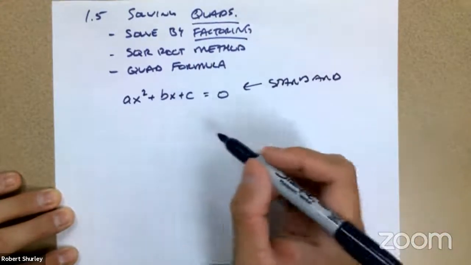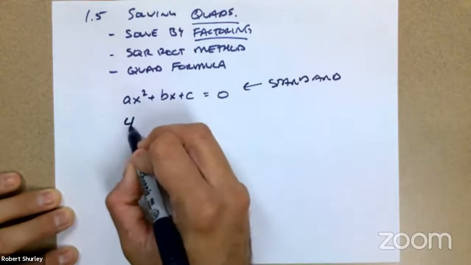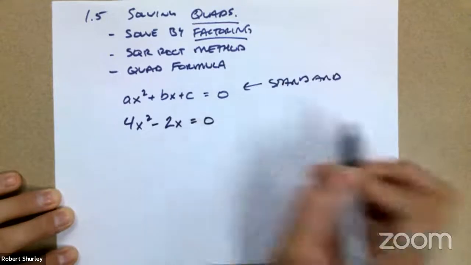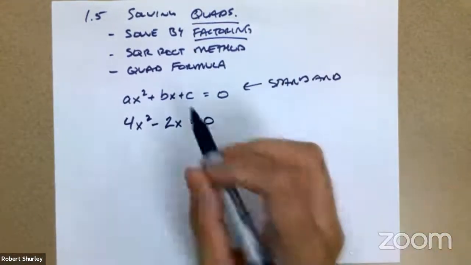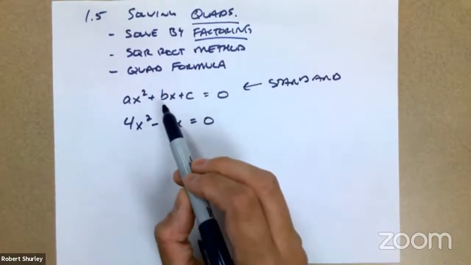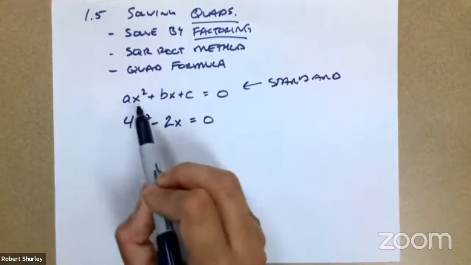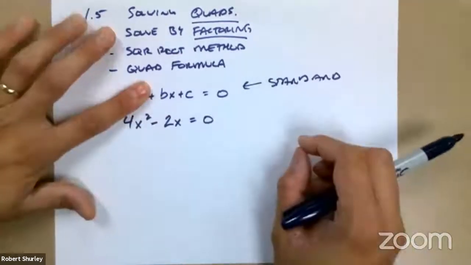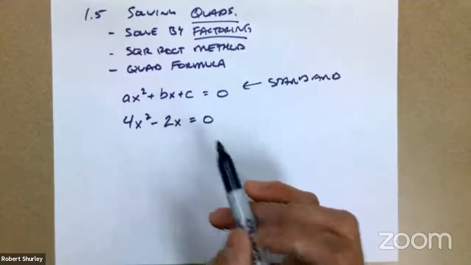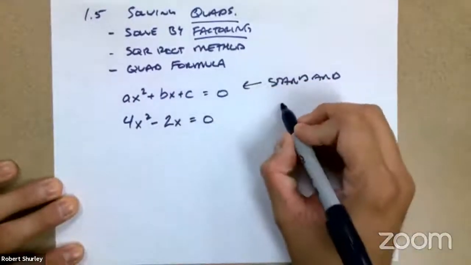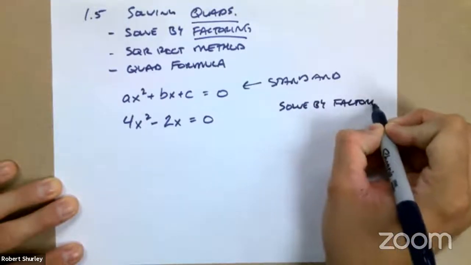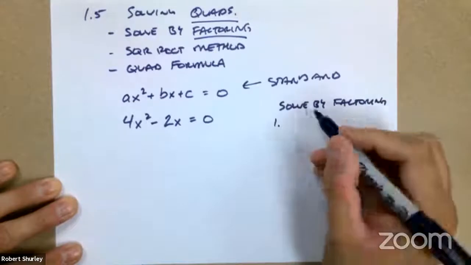So if we had something like, let's say, 4x squared minus 2x equals 0. Now, I know this doesn't have a c, and that's fine. For a quadratic, you can lack a b or a c, but you have to have an x squared term. If we didn't have an x squared term, it would just be a basic solving equation. So the way you solve these is by factoring. So we're going to solve by factoring. First step, you got to get one side equal to 0.